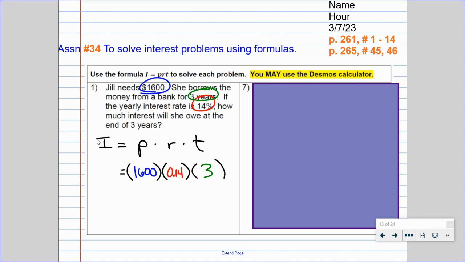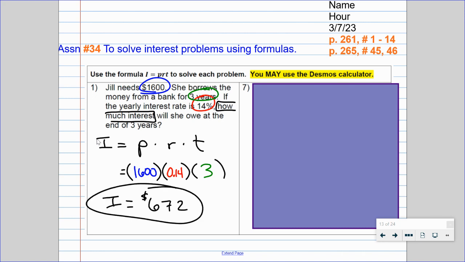$672. Now listen, this question doesn't ask how much money in total, it just says how much interest. So that's all I need. Don't add the 1,600 back in there. All we want to know is, well, hey, it's a good amount of interest.